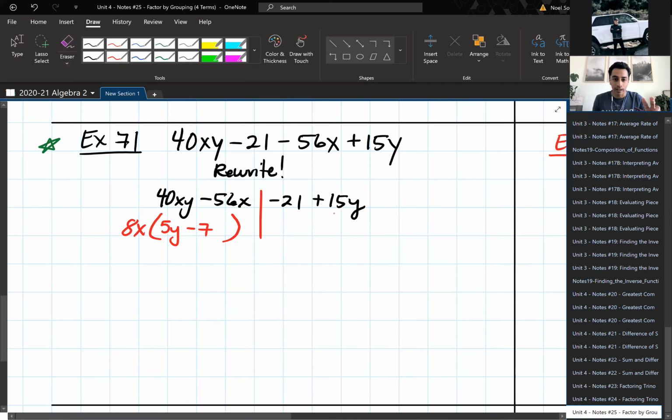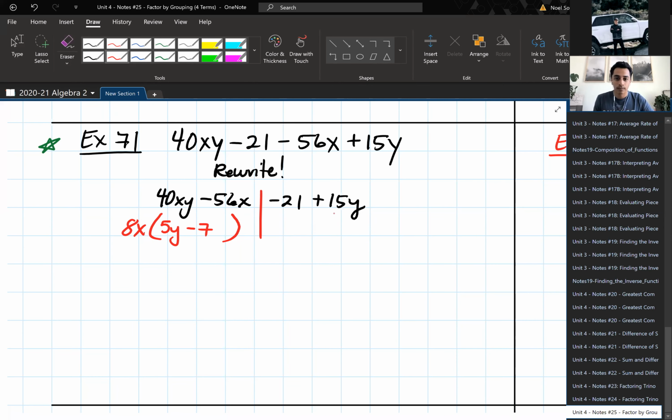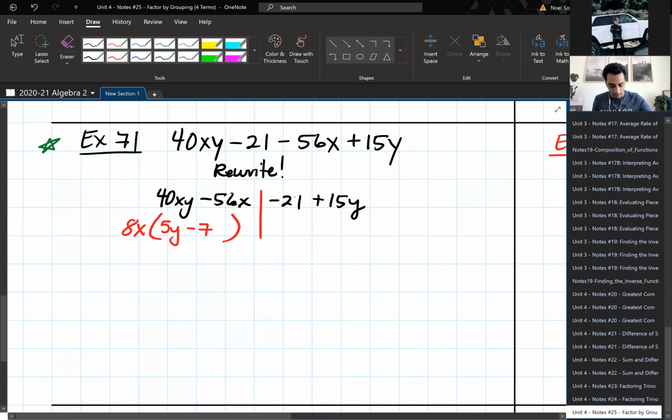If we go back a little bit, should we have left it as negative 21 plus 15y? Yeah, maybe we should have rearranged it. Notice how negative 21 is the constant. The constant usually should go at the very end of the polynomial. It really has no business being in the middle where all the variables should be. So let's rearrange that real quick. I'm actually going to rewrite this one as positive 15y minus 21. So we just moved negative 21 to the very back.